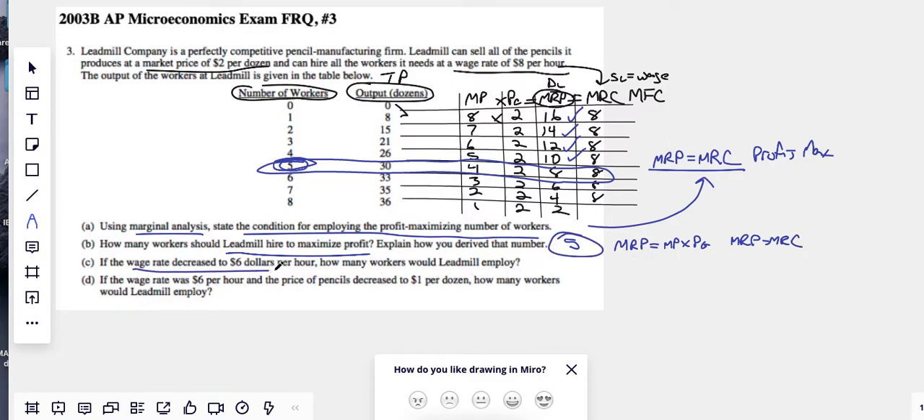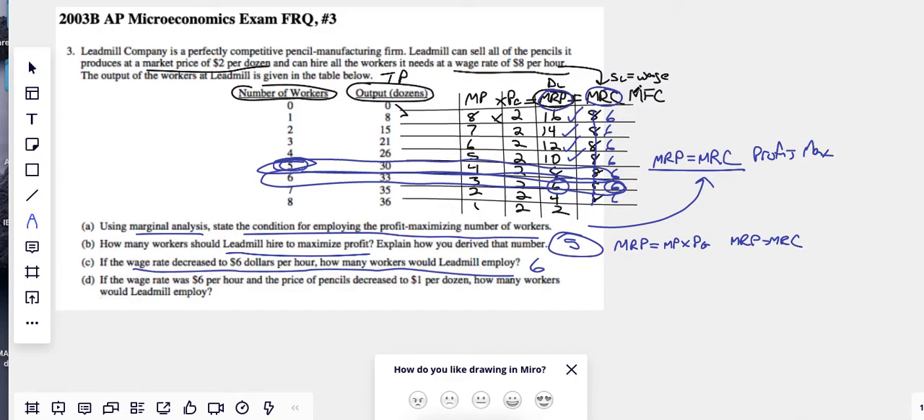The wage rate decreased to $6 per hour. How many workers would they employ? So if the wage rate suddenly goes down to 6, we still want to compare the marginal revenue product to the marginal revenue cost. Look at that. They're equal with the sixth worker. If the wage rate goes down, we would hire one more worker. I like it. So we would hire six. We don't have to explain anything.